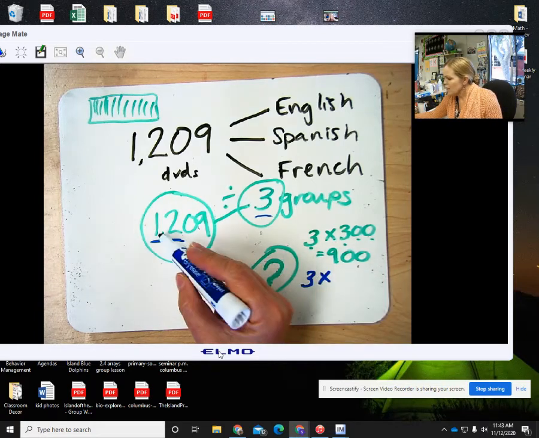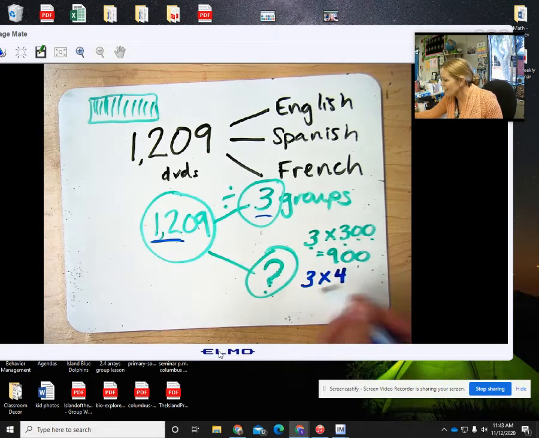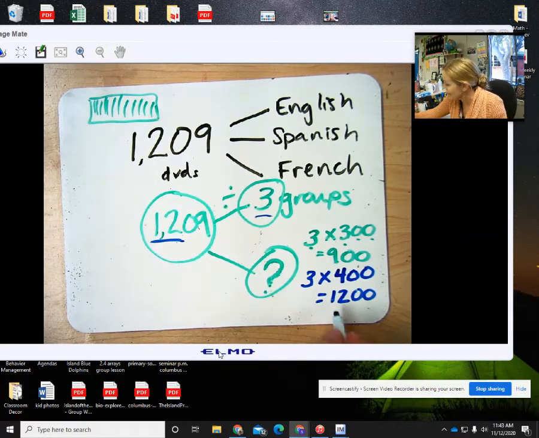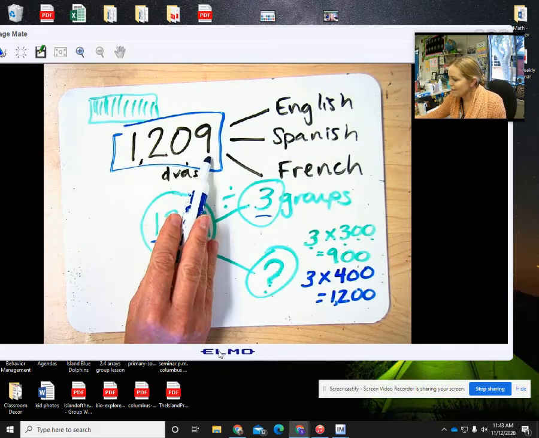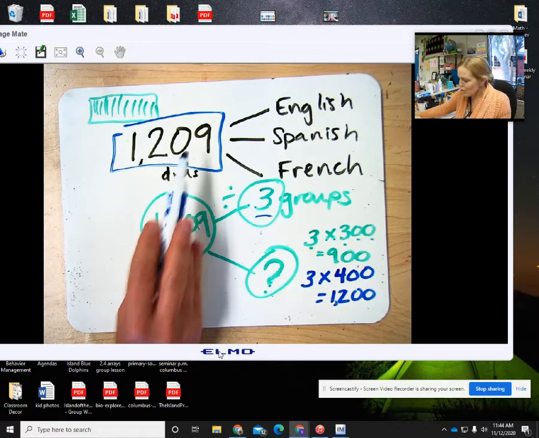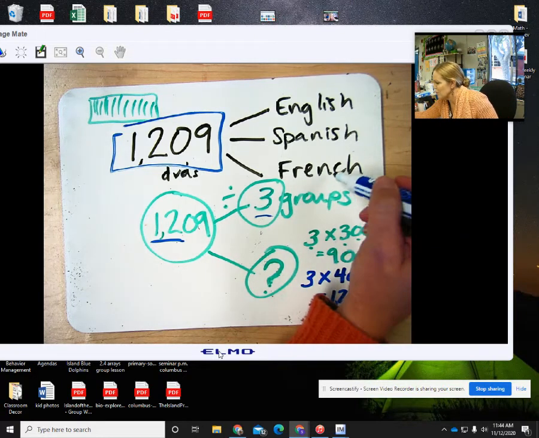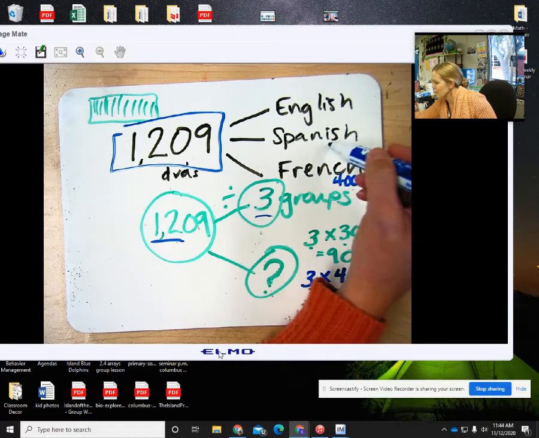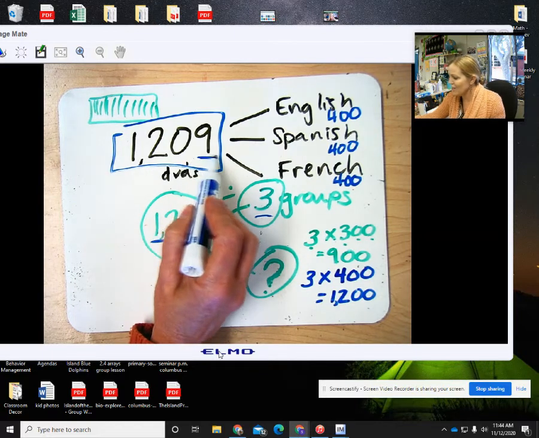So if I'm talking about 1,200 or 1,209, that gets me really close. It's not actually 4, because that only gets me to 12, but 3 times 400 will give me 1,200. Oh, so that gets me really close. If I'm looking at that, I only have 9 more to get me to my key number. So I can think of 3 times 400 as 400 French videos, 400 Spanish videos, and 400 English videos. And now all I have left is that 9.